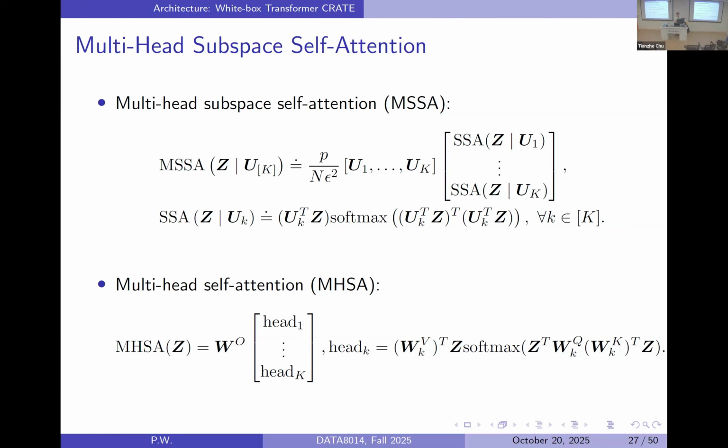So that is, in some sense, multi-head subspace self-attention is like a special instance of multi-head standard self-attention by restricting the key, value, and query matrices to be the same. But the difference is that here multi-head subspace self-attention is derived from the compression term, right? Optimizing the compression term of the maximum coding rate is how it is principally designed.